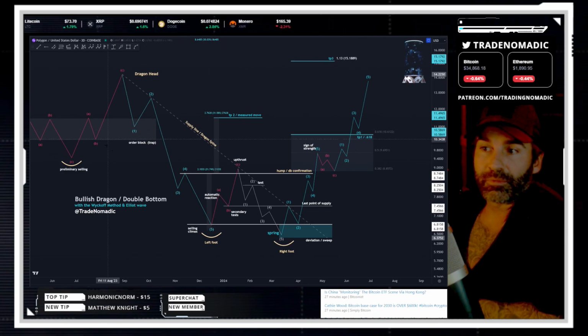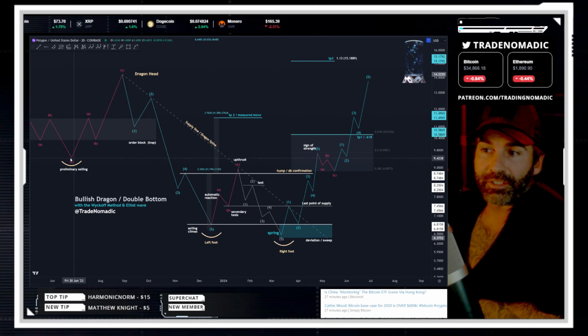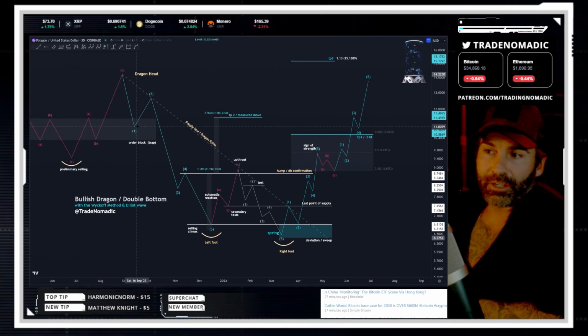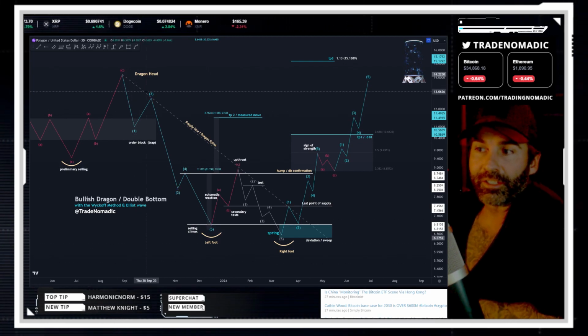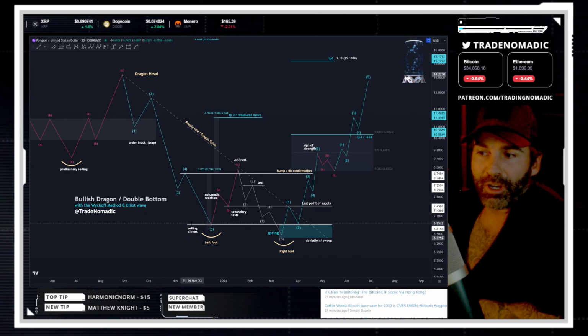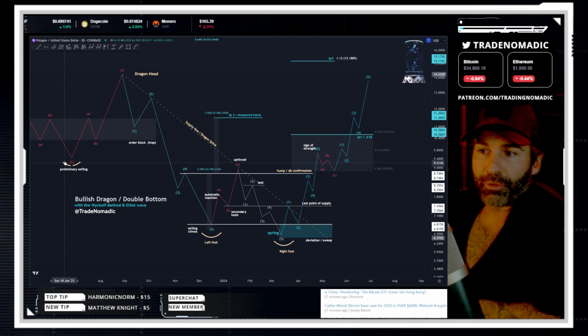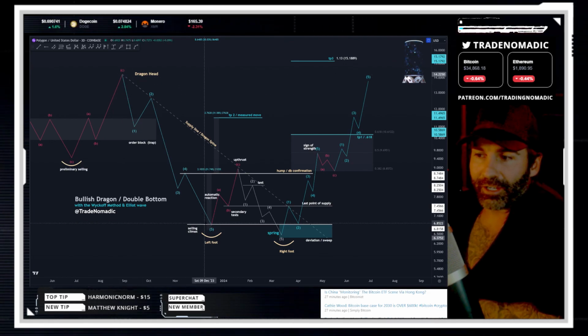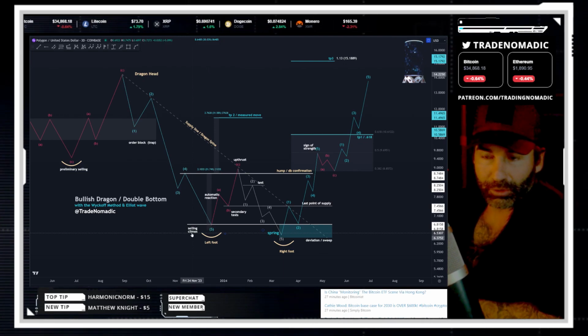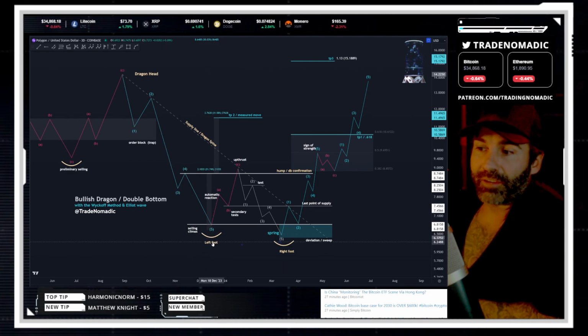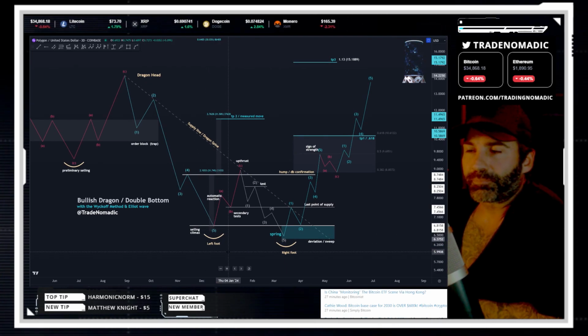This is where the selling initially takes place. A lot of times you'll see volume spikes of selling, and then you come down with an impulsive wave. You remember, 3 up, 5 down, and that's going to be your selling climax. That's going to be your initial low. That's going to be your left dragon foot.